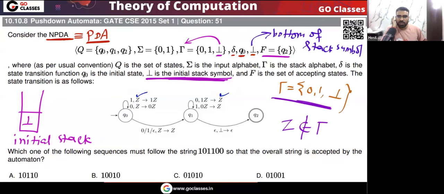Are you understanding my point? Z is not your input alphabet. Z is not your stack symbol, not even the default bottom stack symbol. Okay, so what is this Z? Are you understanding my point?